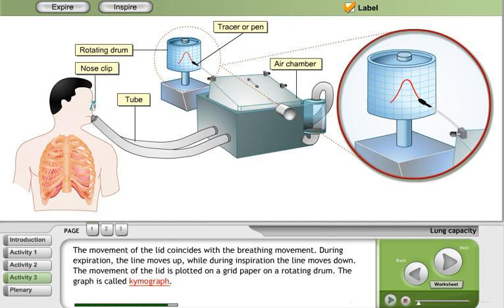The movement of the lid coincides with the breathing movement. During expiration, the line moves up, while during inspiration, the line moves down. The movement of the lid is plotted on a grid paper on a rotating drum. The graph is called kymograph.